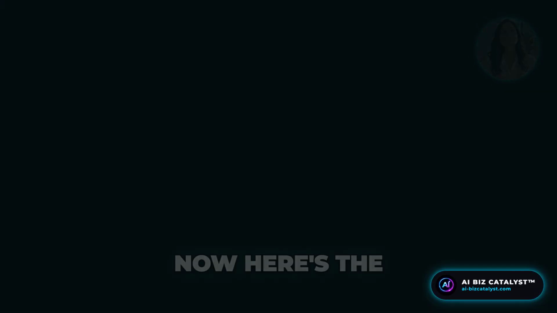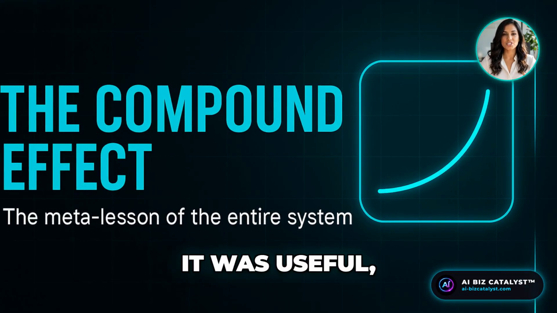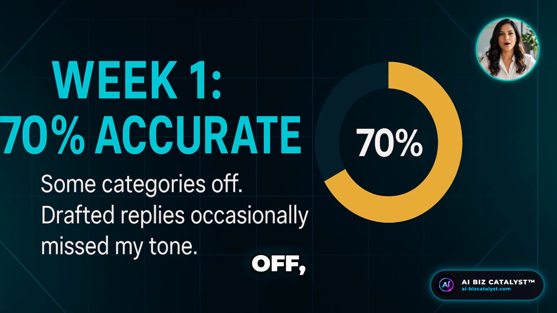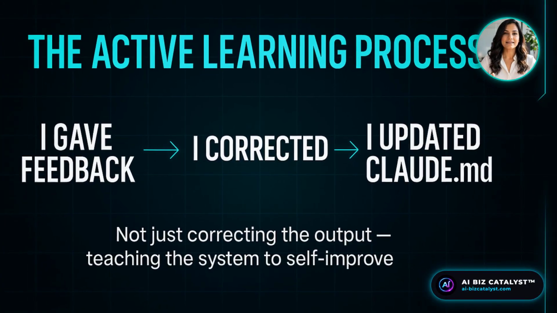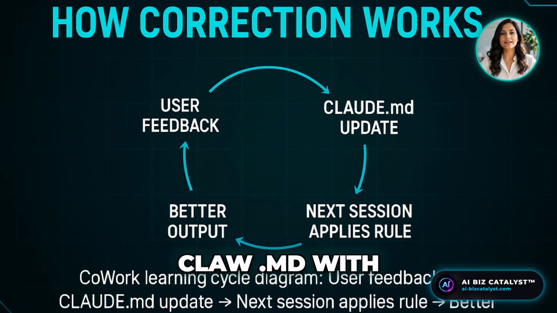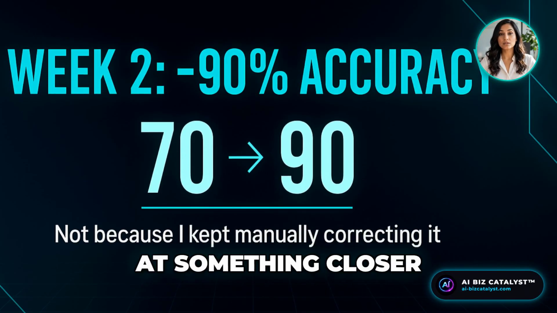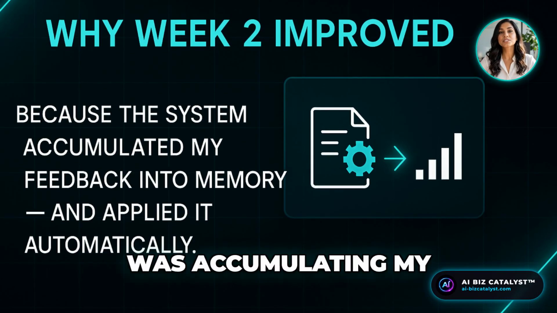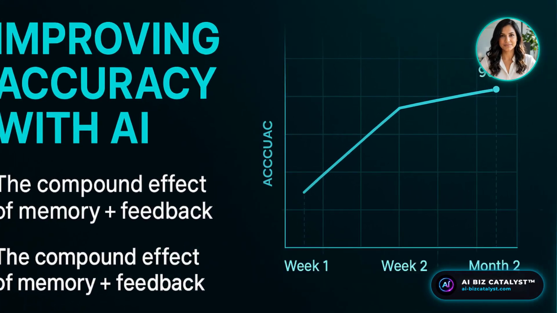Every morning. Now here's the part I want to sit on for a second, because it's the thing that surprised me most. The first week I ran morning inbox triage, it was useful, maybe 70% accurate. Some categories were off. The drafted replies occasionally missed my tone. I gave feedback, I corrected it, I updated my Claude.md with more specific rules. By week 2, it was running at something closer to 90%, not because I kept manually correcting it, because the system was accumulating my feedback into its memory and applying it automatically to the next session.